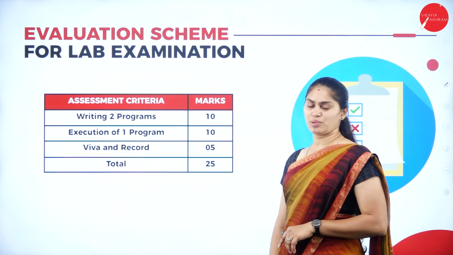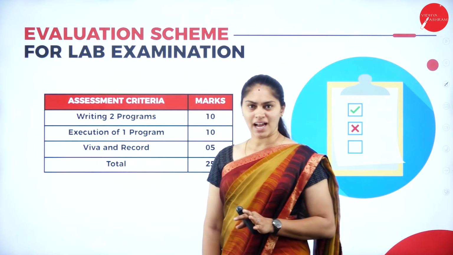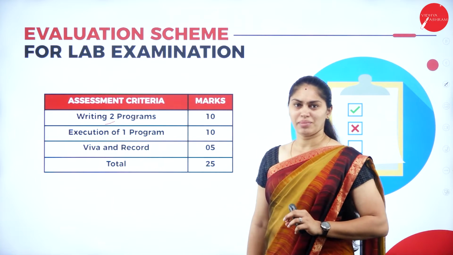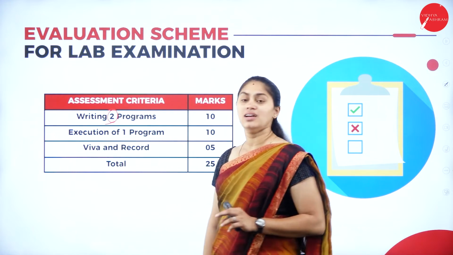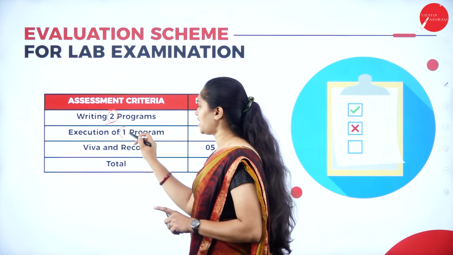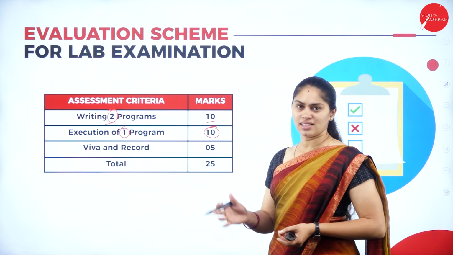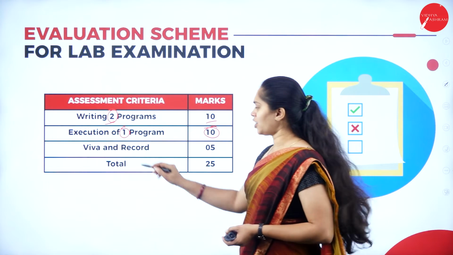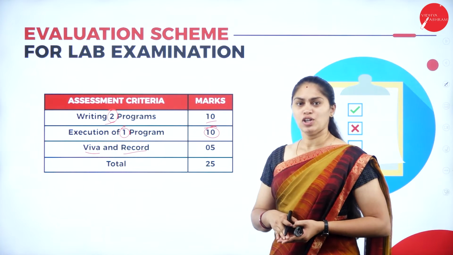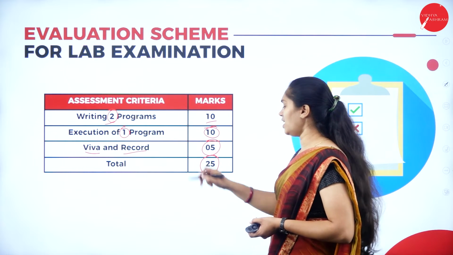Then how will the marks distribution of that 25 be? That you can see here. Totally you are going to have 8 activities in this DBMS lab. Out of that, you are going to get any 2 programs in your main examination. If you are able to write those 2 programs, that is for 10 marks. And if you are able to execute any one of the programs of that particular activity, that is for another 10 marks. Then you have to maintain a record, which will be for 3 marks. And if you answer a viva question, you are going to get 2 marks, totally 5 marks. So if I add all these, it will total 25.